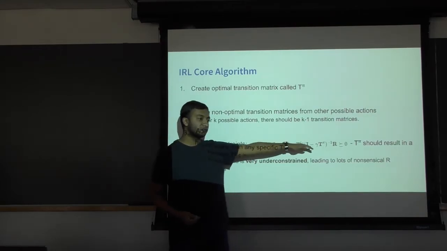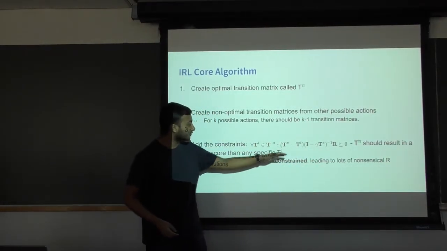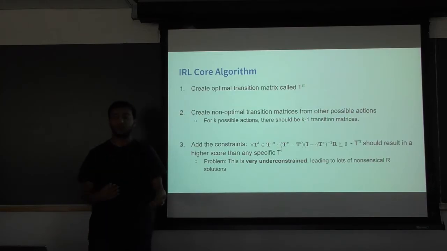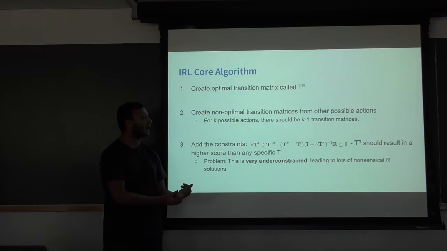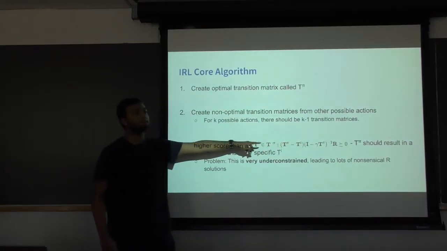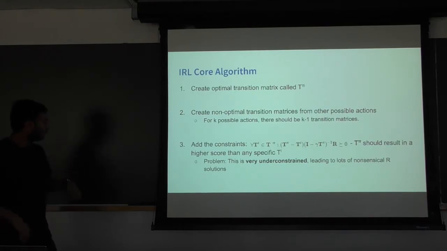I'll be going through the terms of this constraint to talk about where it comes from. I know this looks like a long, scary matrix equation, but it turns out to just encode exactly the fact that we want the lifetime values for our optimal actions to be higher than the lifetime values for non-optimal actions when we apply a reward function, R. Okay. So I'll talk about what that looks like with an example on the next slide.